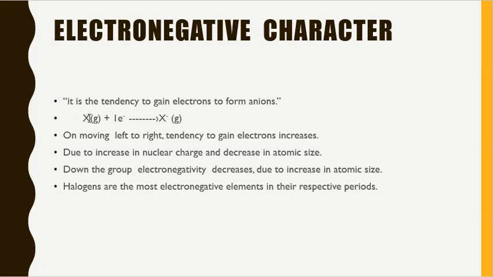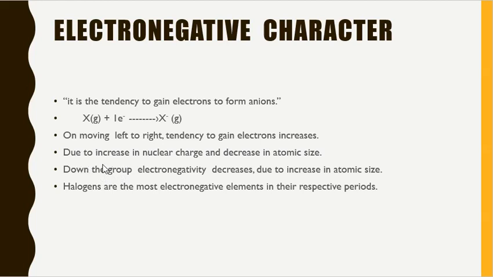Now what are they doing? In the normal state they exist as X, for example. Let's take it that it is a gas gaining one electron, they form an anion, whereas metals form cations. So what is the trend of electronegative character? On moving left to right, the tendency to gain electron increases. Why does this tendency increase? As size decreases from left to right in a period, attraction increases, so electronegativity increases due to increase in nuclear charge and decrease in atomic size.